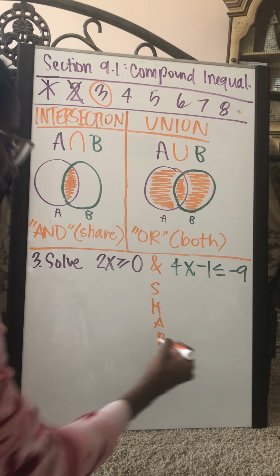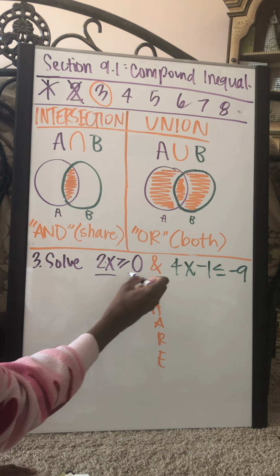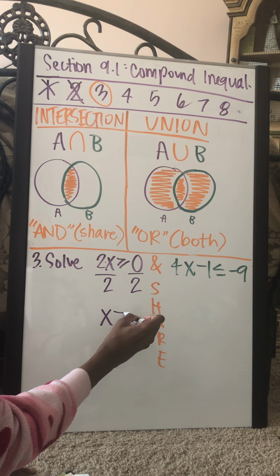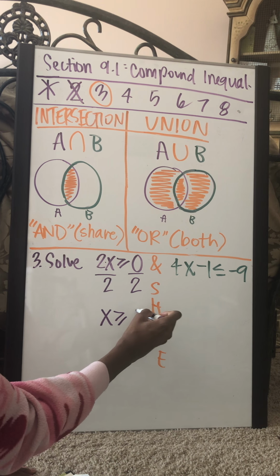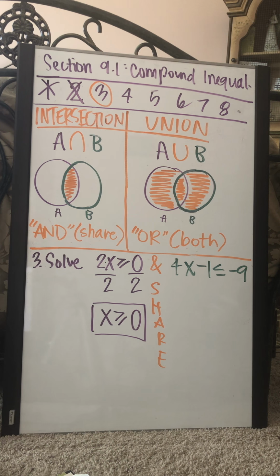So we need to look at each of these inequalities and solve them. Okay, so here we need to get x by itself. It's connected to the 2 by multiplication. So to reverse multiplication, we divide on both sides. So here we get x is greater than or equal to 0. Okay, so that would be for our first inequality.